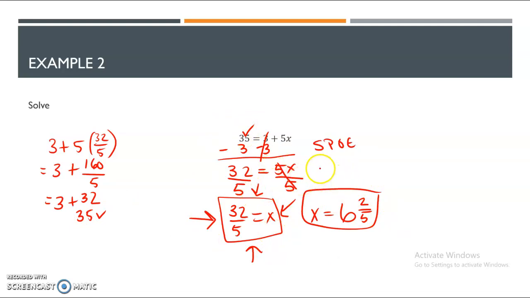And I forgot to write that when we divided both sides by 5, we used the division property of equality. I think I mentioned it, but I didn't write it. All right.